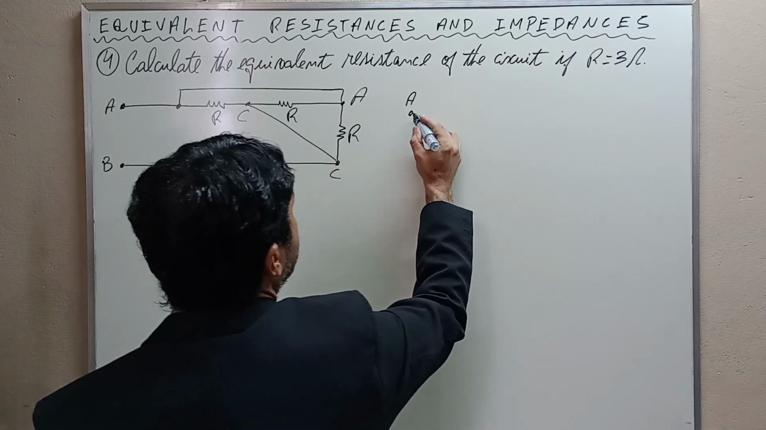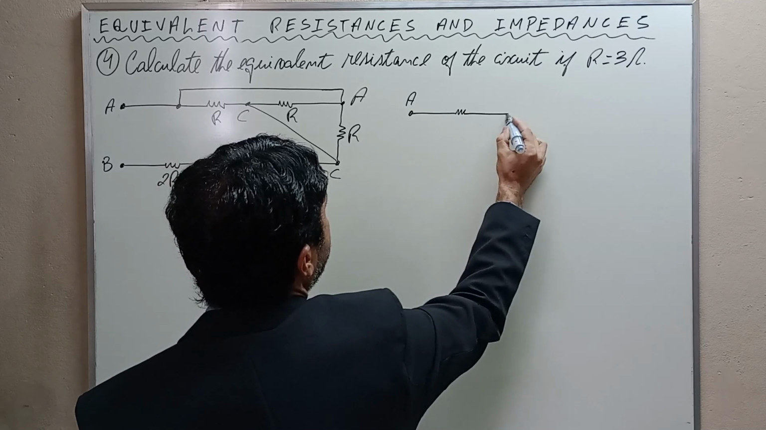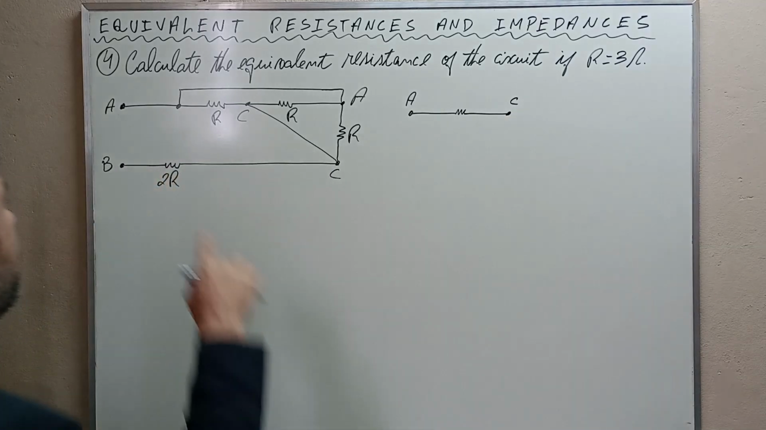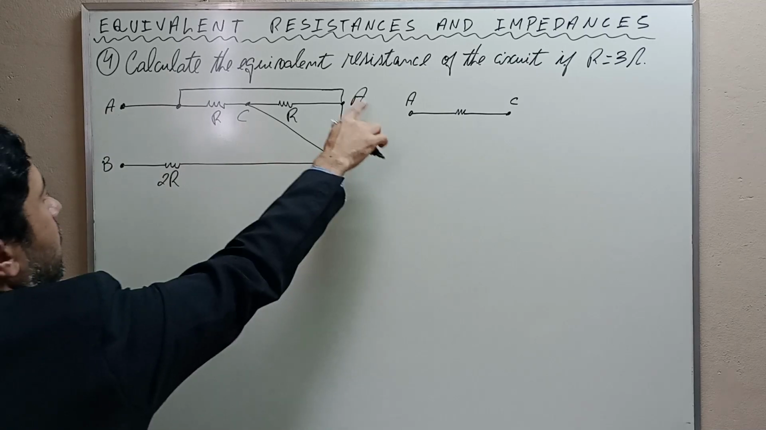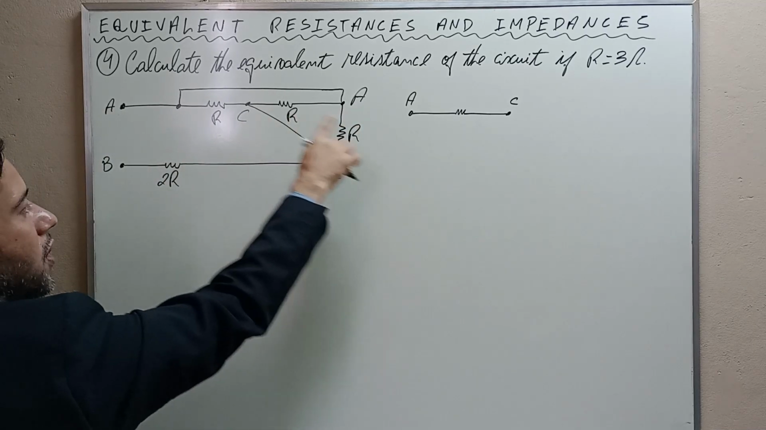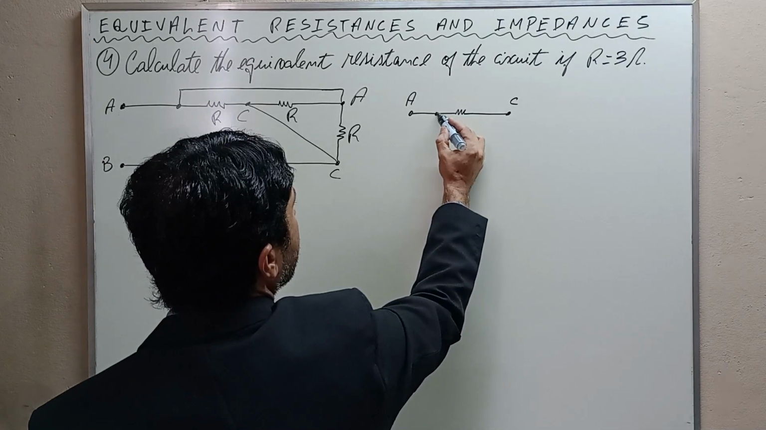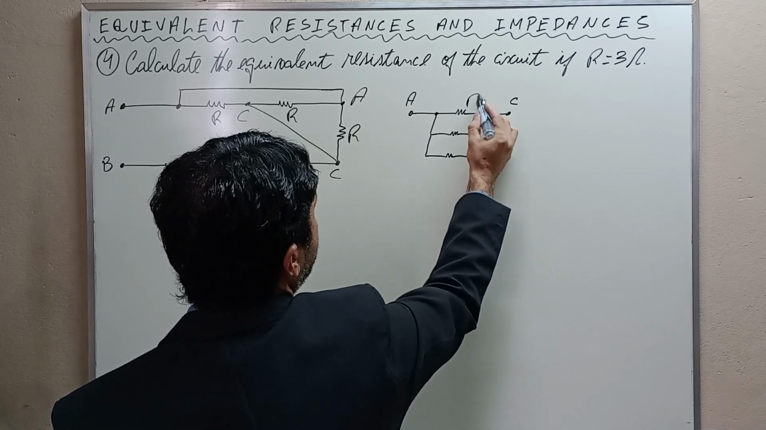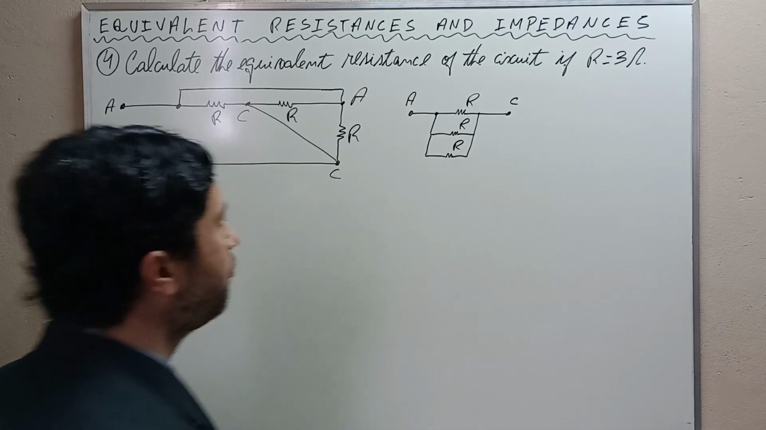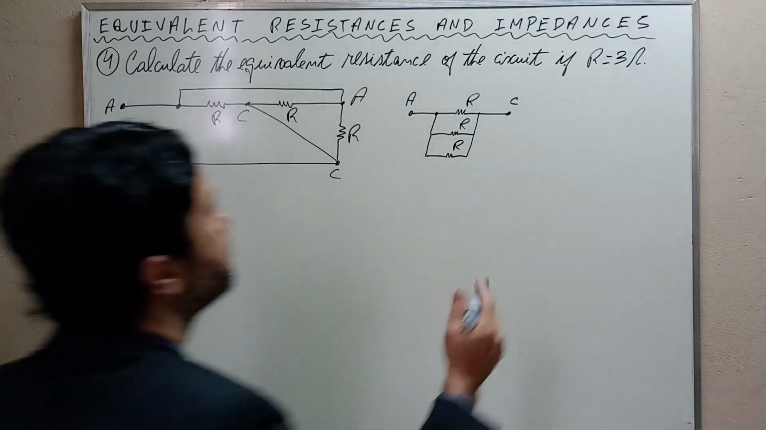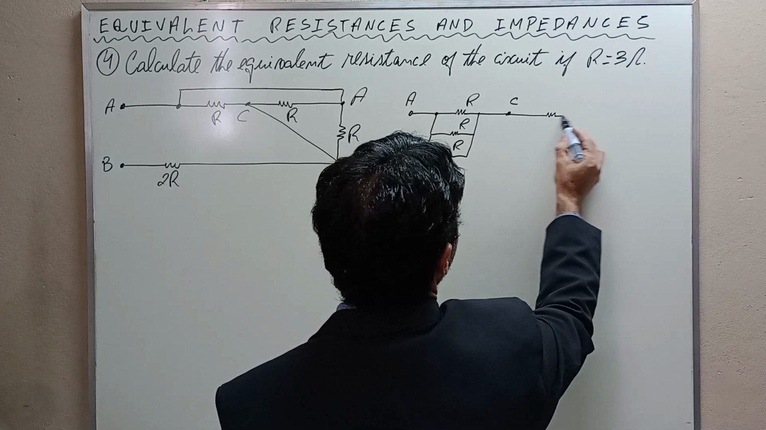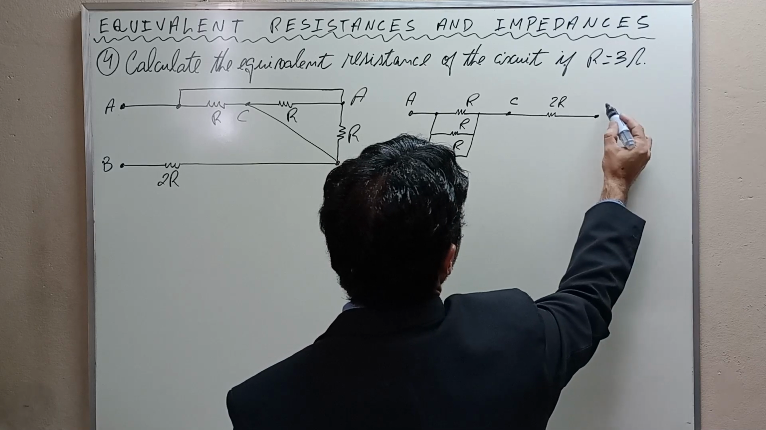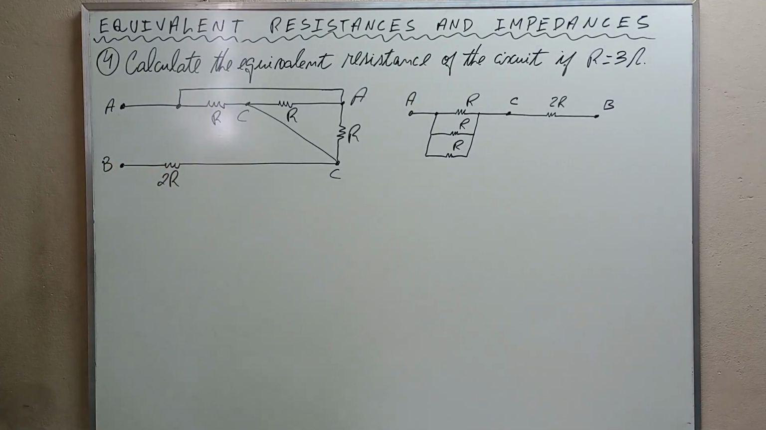A resistor and C. But see that from A to C there are 3 resistors R, okay? Three. And from C to B, 2R. Okay, in this way we can understand better the circuit. Let's begin solving.